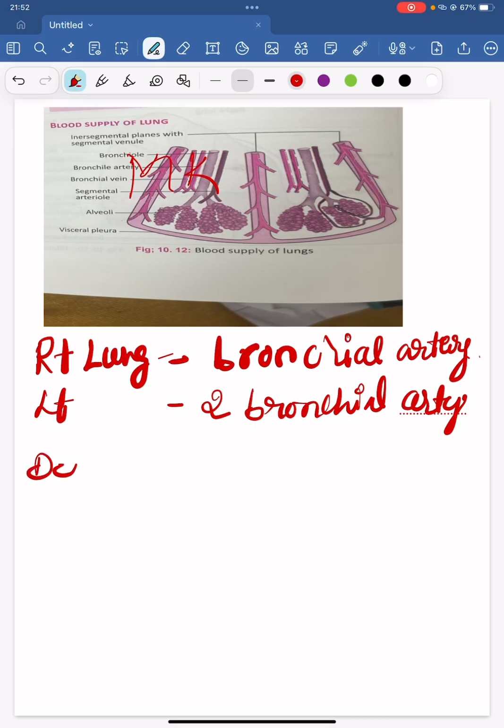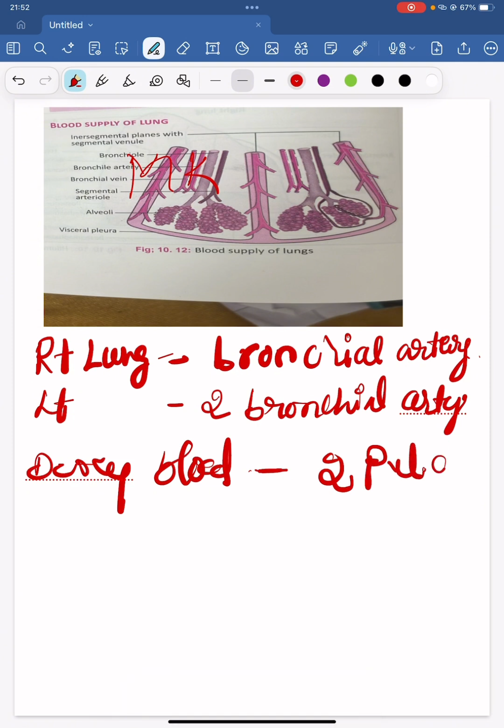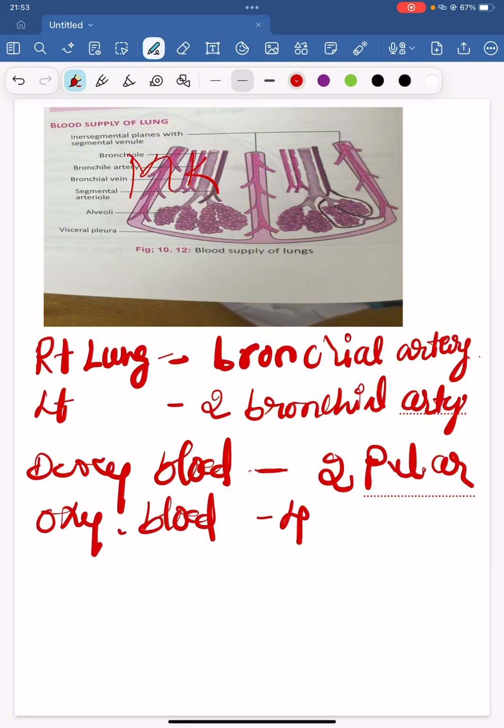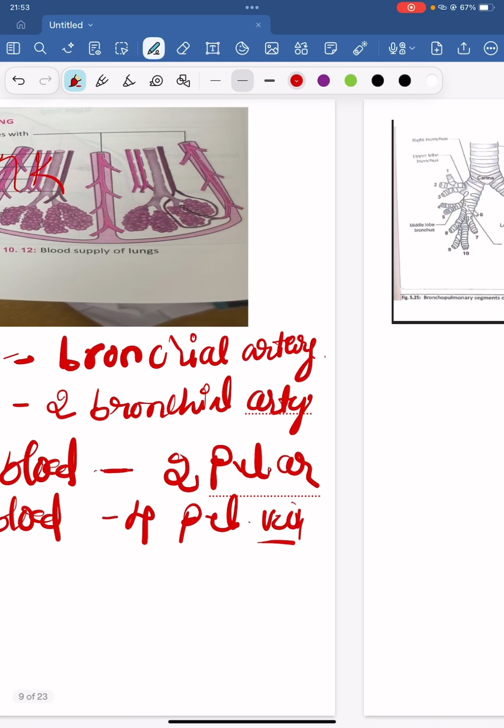The deoxygenated blood is brought to the lungs by two pulmonary arteries, and the oxygenated blood is returned to the heart by four pulmonary veins. This much is important.